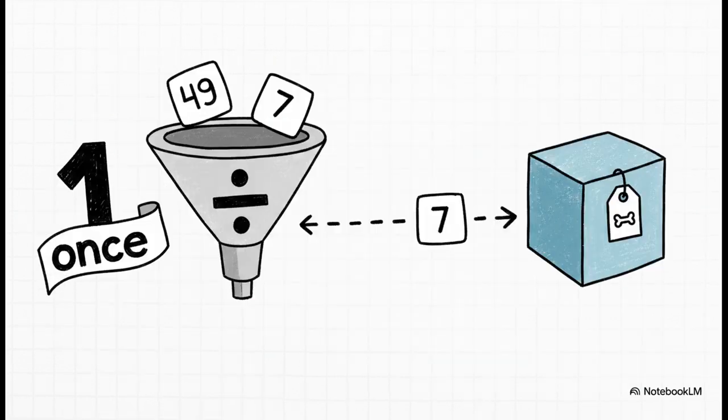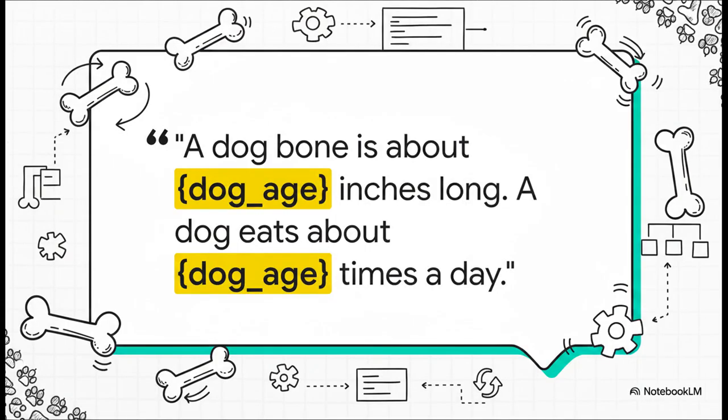So the solution is to follow that DRY principle. Instead of repeating all that work, you just do it one time. We calculate 49 divided by 7, and we store that answer in a variable. Let's call it dog_age. And now, look at how much cleaner this is. We just reuse our dog_age variable wherever we need that value. And this isn't just about saving some typing. It's about creating code that's reliable and super easy to manage. If that calculation ever needs to change, you just change it in one single place, and you know with 100% confidence that your entire program is instantly correct. That right there is the key to building good software.